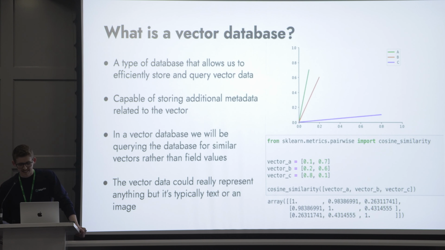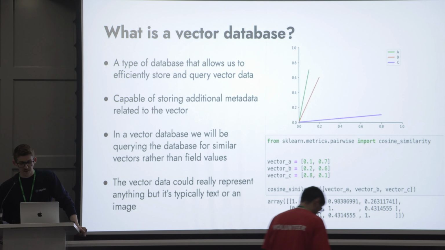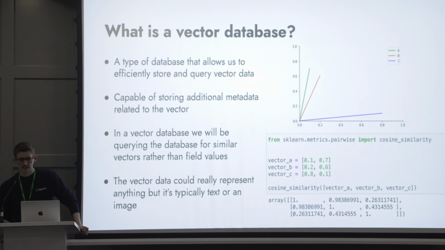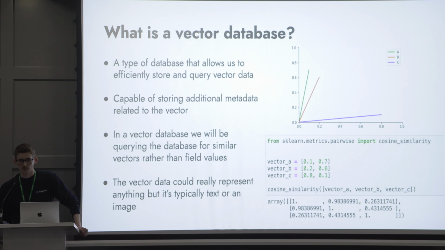And here you can see that the angle between the green and the red vectors is quite small. And you'll see when we run the sklearn cosine similarity function on those two vectors below, we'll get a 0.98 similarity. Similarly, between vector A and vector C, we'll get a 0.26 similarity. So the closer the value to 1, the more similar these vectors are, and the closer the value to 0 or -1, the less similar they are.